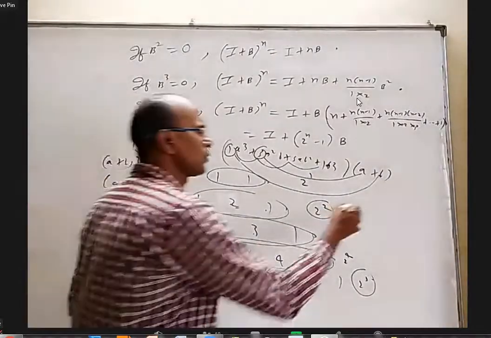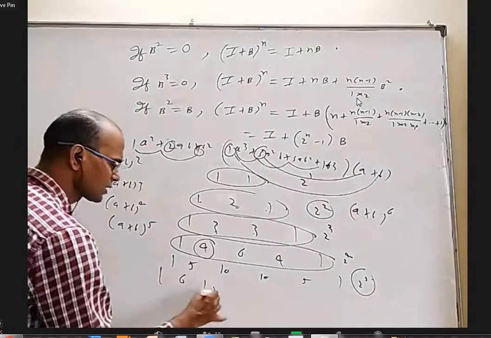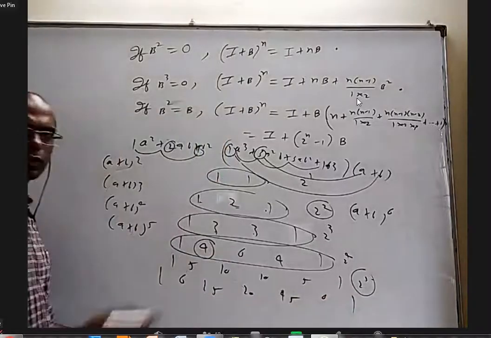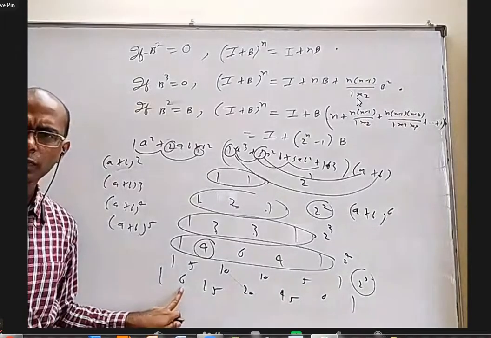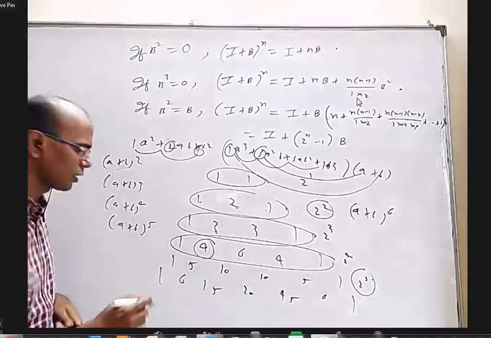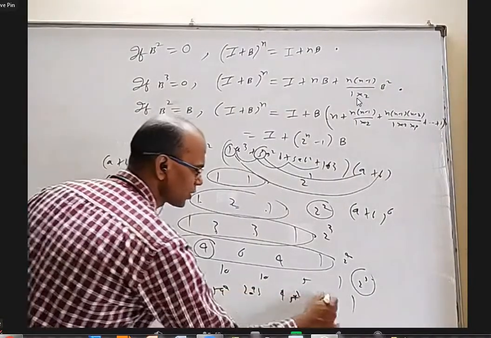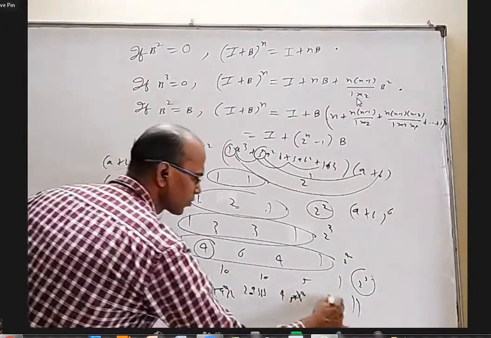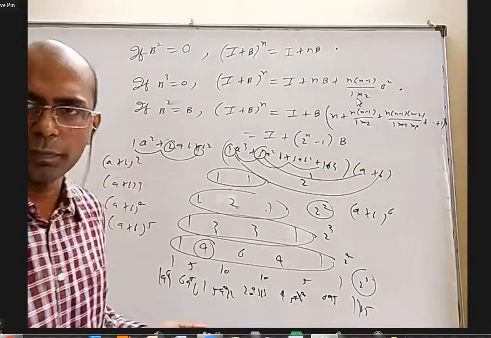Let us say you have drawn up to 5 and you want a formula for (a + b) whole power 6. Just write the next row of Pascal's triangle: 1, 6, 15, 20, 15, 6, 1. You got the coefficients of this a power 6. For the other terms, a and b, you write them in order: here a power 6, here a power 5, a power 4, a cube, a square, a, 1. And b: 1, b, b square, b cube, b power 4, b power 5, b power 6. Decrease a and increase b.